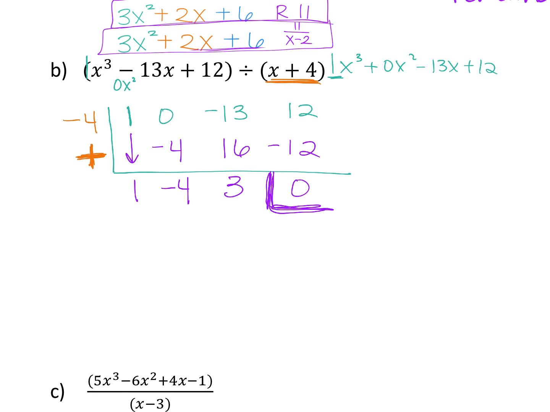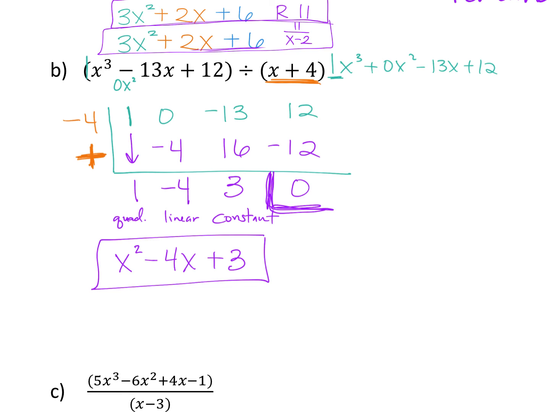So there's no remainder on this one. Remember, this is your constant term. So this is the one that's not going to have an x. This is your linear term. This is your quadratic term. So it's going to be 1x squared, or just x squared, minus 4x plus 3. And there is no remainder. You don't need to write remainder 0. You can just leave it just like that. Okay, when there's no remainder, that's the best setup. Questions on that?